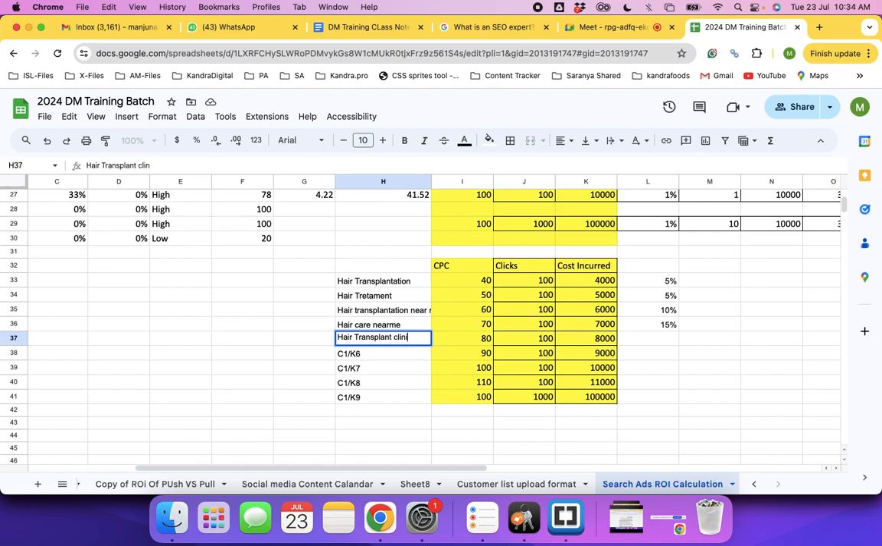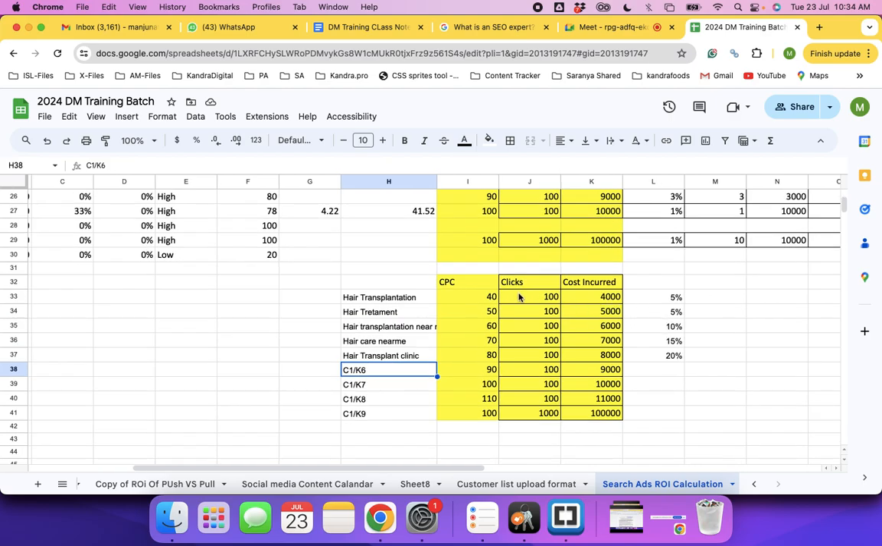Hair transplant clinic. See, just hair transplantation, they are searching for information, researching. But somebody searching clinic, 20% chances of converting. Right? It varies. I'm just assuming here. So you have to run the campaigns and you will get the data. That's when you will understand how it all works. So now at this conversion rate, how many sales will you be able to make equal to these clicks into this 5 percentage? Correct?